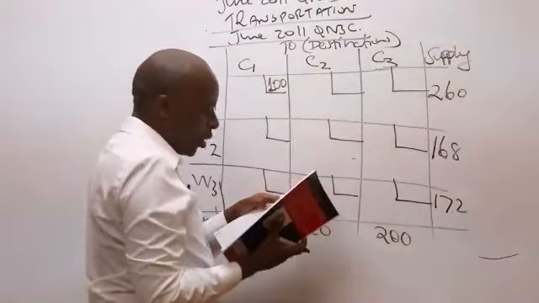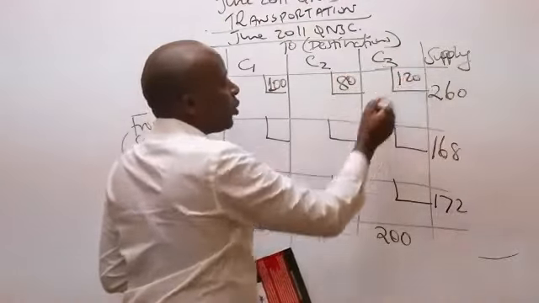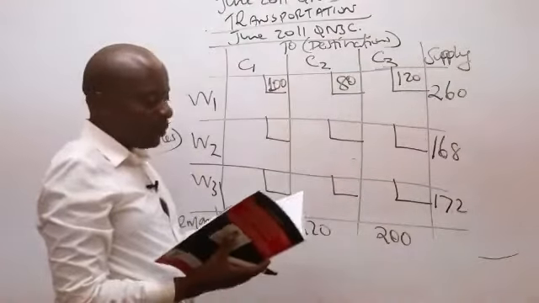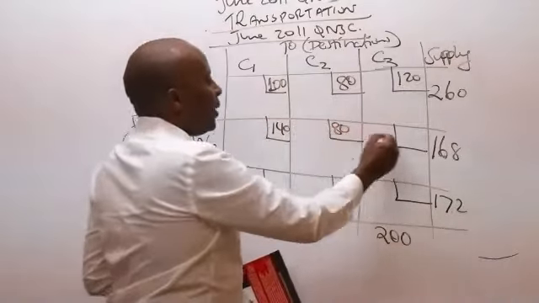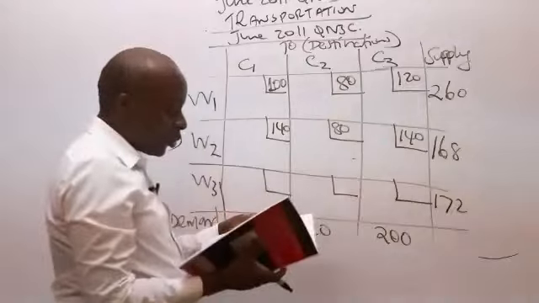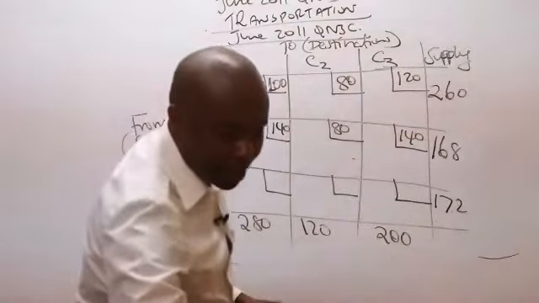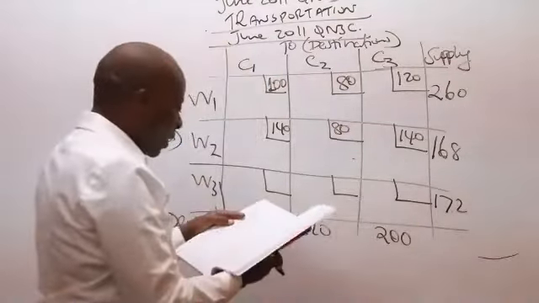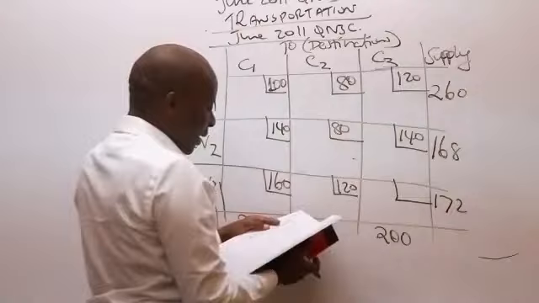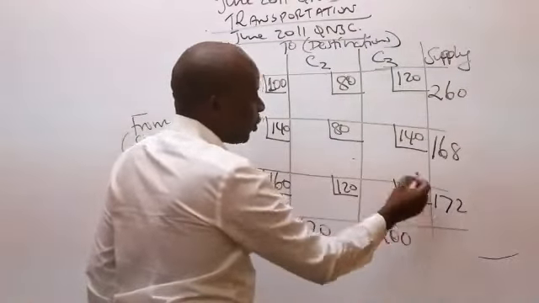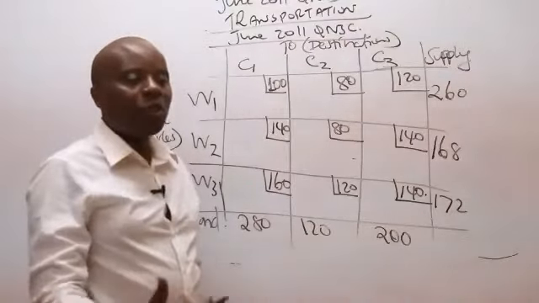Warehouse 1 to C2 gives us 80, and then 120. From the second row, I can see 140, 80, and then 140. And then the third row, lastly, I can see the transportation costs, what we normally call the Cijs: 160, 160, 120, and then lastly 140, like that. So that is the general structure of my transportation problem.